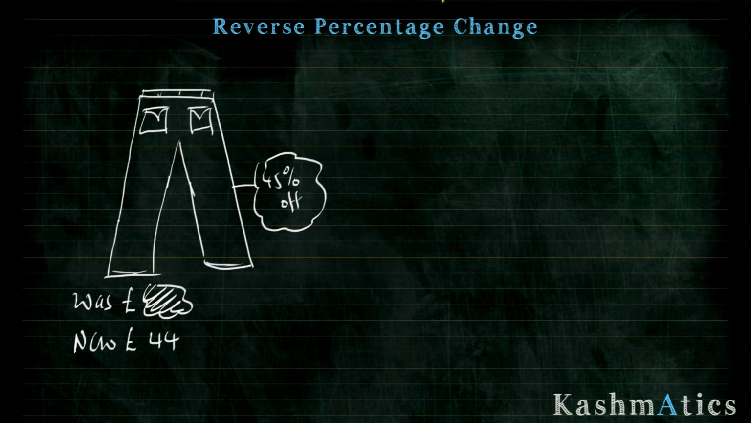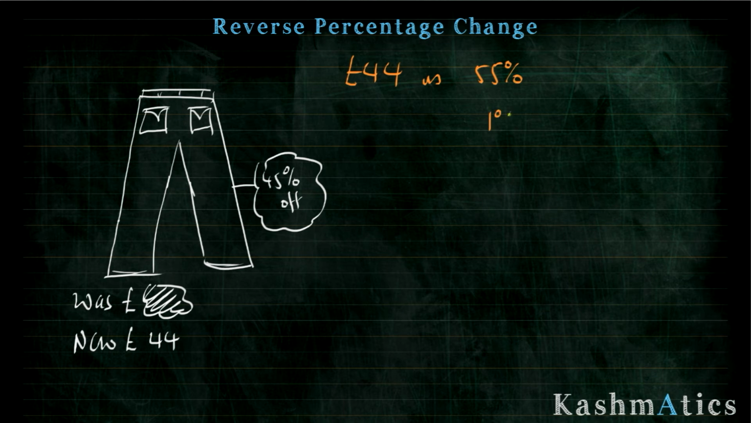And since I'm out shopping, I might as well buy some jeans as well. And I've seen this cracking deal, 45% off, and I'd only have to pay £44. But I want to work out what the original amount was. So let's have a look. 45% off means I'm only paying 55% of the value. So that means £44 is 55%.